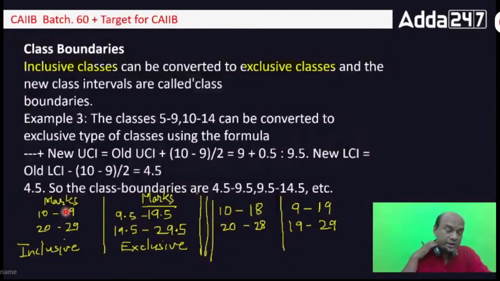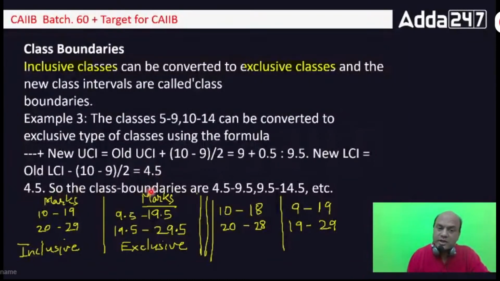Okay. Now exclusive means what? Look at this exclusive part. Here it was 10 and 19. Now what is the difference between 10 and 19? You have to count 10 also: 10, 11, 12, 13, 14, 15, 16, 17, 18, 19. The difference is 10 over here. Similarly 20 to 29, the difference is 10 over here. So remember, you have to include both the first and the last one.